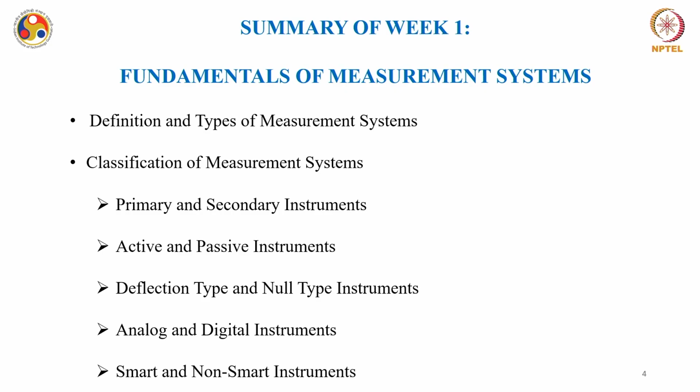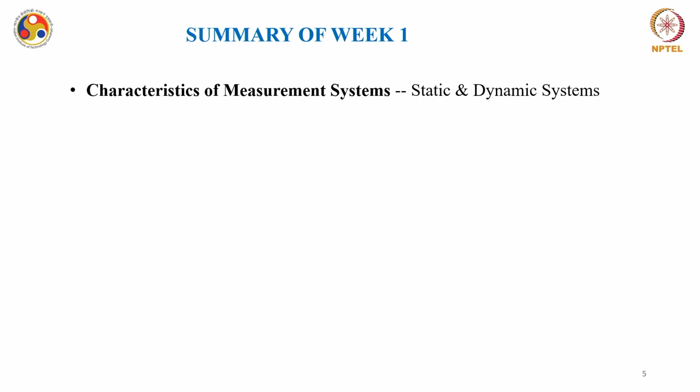In the first week, we discussed the fundamentals of measurement systems. We defined the measurement system, and we saw what types of measurement systems exist. We classified the measurement systems in different ways: primary and secondary instruments, active and passive instruments based on the power supplies to these instruments, then deflection type and null type instruments, analog and digital instruments, and smart and non-smart instruments, including IoT based devices or IoT enabled systems.